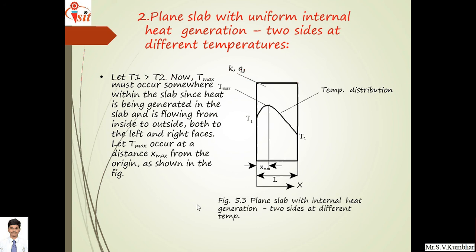Let Tmax occur at a distance x max from the origin, as shown in the figure. Here T1 is maximum, T2 is minimum, and somewhere between T1 and T2 there will be a maximum temperature at distance x max, for a slab of thickness L. Let K be the thermal conductivity and Qg the rate of internal heat generation.